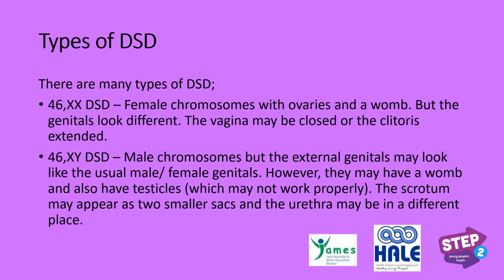So 46XX, that is female chromosomes with ovaries and a womb, but the genitals might look different to how you might normally expect them to look. So the vagina might be closed, the clitoris could be extended. 46XY DSD is the opposite. You have male chromosomes, but the external genitals might look like the usual male or female. However, they might have a womb and testicles. They may not work properly. The scrotum might appear as two really small sacs, and the urethra might be in a different place. It could be under the penis if there is one.